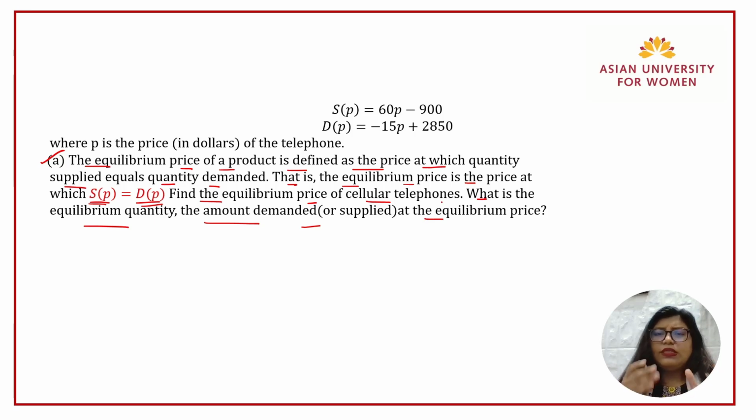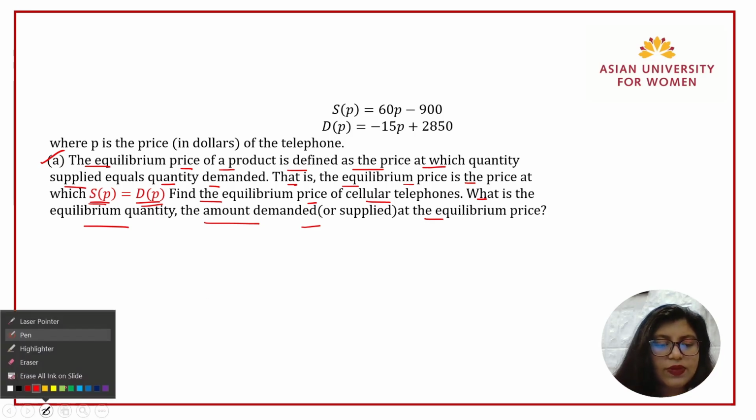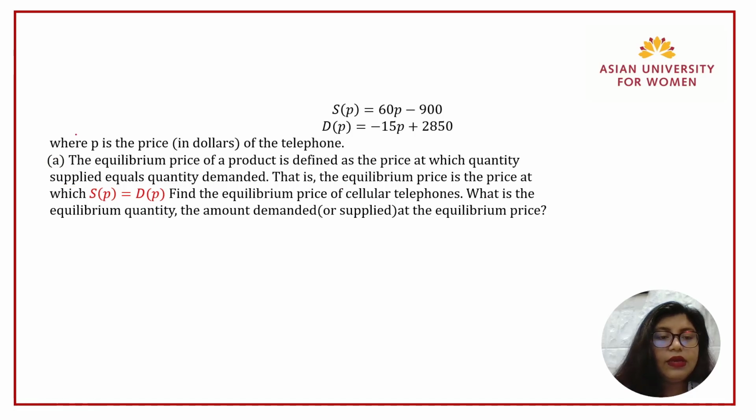Let us try to understand the problem step by step, because there are so many questions which may baffle you. So let me not overwhelm you with the questions. Let me just bring everything step by step so that you can understand. So here, let us read it again. It is written: the equilibrium price of a product is defined as the price at which quantity supplied equals quantity demanded.